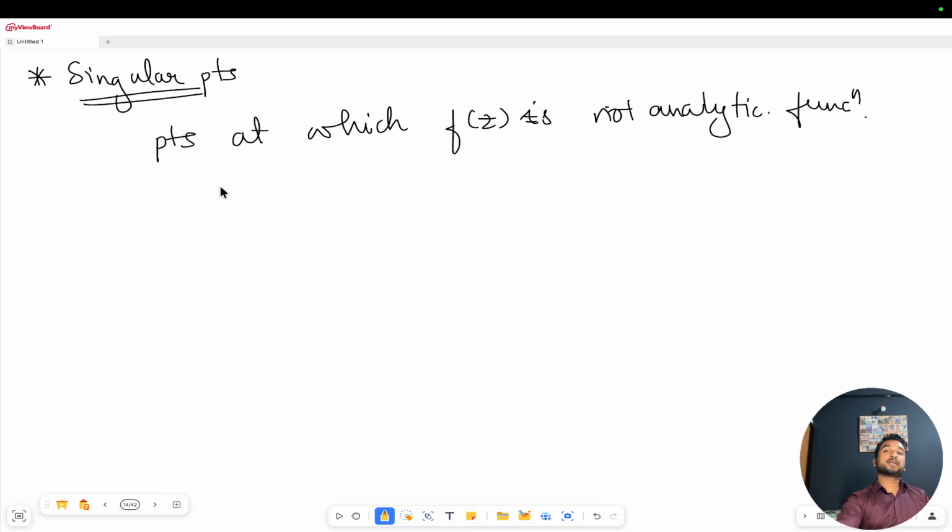What is an analytic function? An analytic function is a function which is differentiable at that given point. It is continuous at that point and it is defined, that means it has some particular value. Okay, so if it is not differentiable, continuous and defined, then that is known as not an analytic function. So for those points at which your given complex function f of z is not analytic, they are known as singular points.